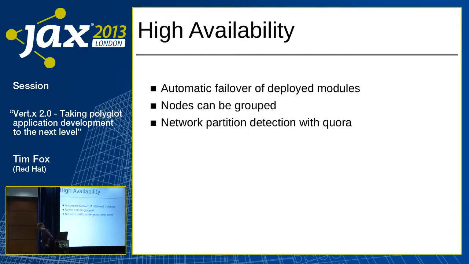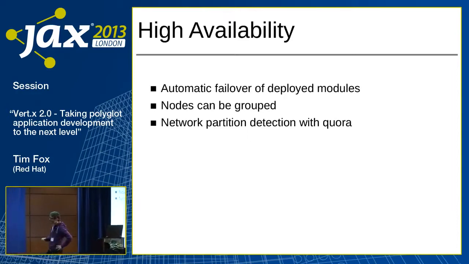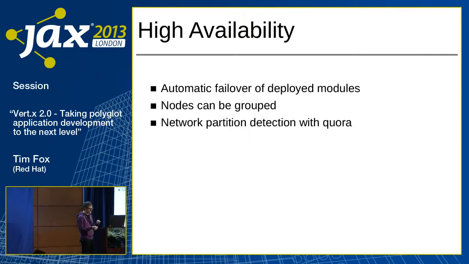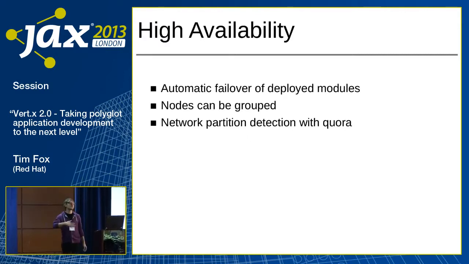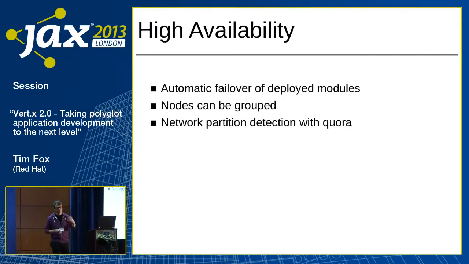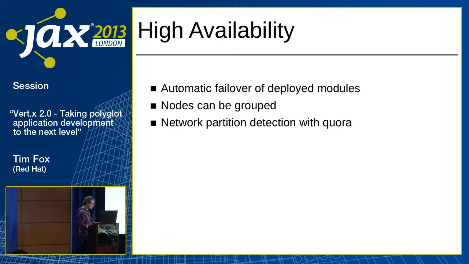HA, high availability, another new thing in Vert.x, well, kind of just after Vert.x 2.0, but it's available now in the latest release of Vert.x. So what do I mean by HA? I mean the ability for your application to continue to function after the failure of one or more nodes at the back end. So we support automatic failover of modules. You can deploy multiple nodes on your server side, and if one of those nodes fails, another node is going to take over.